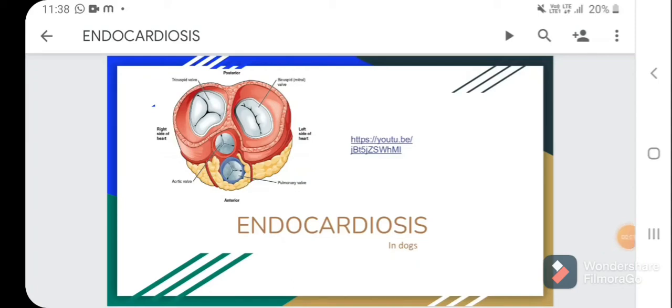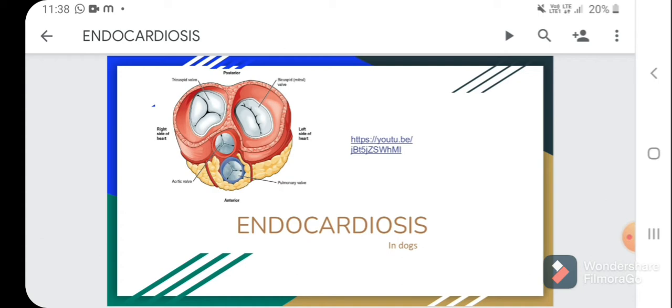Today, our topic of discussion is endocardiosis in dogs. But before beginning, let's see why this disease is so important to study. You will be amazed to know that endocardiosis is the most common cause of heart failure in small breed dogs and the most common cause of heart failure in dogs in general. Moreover, it is estimated that this disease accounts for 50% of canine cardiac disease.